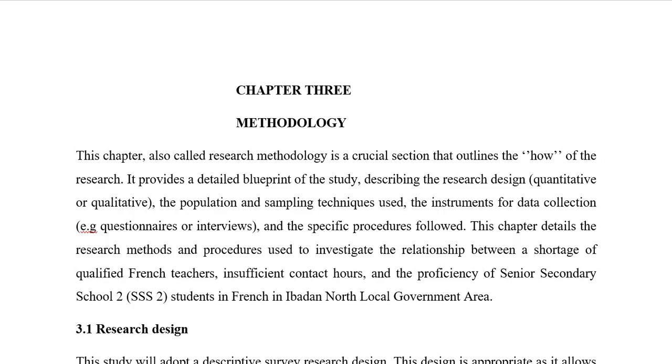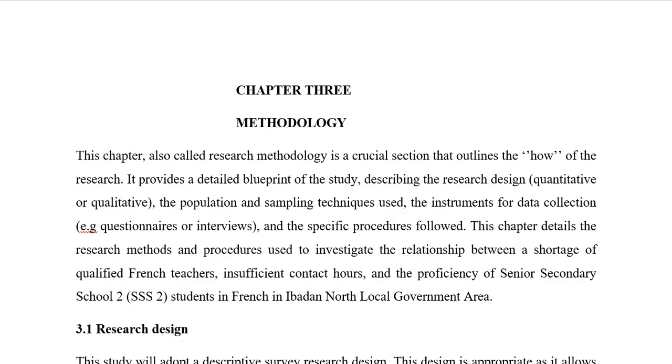You can see it says it outlines how to achieve the objective in the main analysis, or let me put it this way, how to analyze the objectives or the hypotheses in your main work. So here, let's look at this write-up now. It says it provides a detailed blueprint of the study, describing the research design.